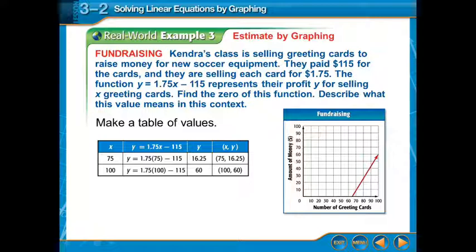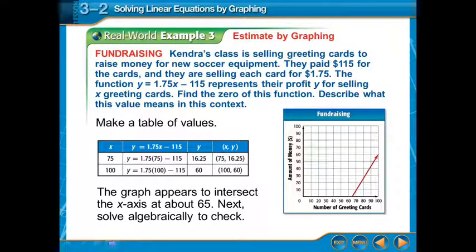For 100 cards, if we look at 100 cards right here, and we go straight up the graph to that point, we're going to see that it's about right there at $60. So the zero of this function, the graph appears to intersect the x-axis at about 65. That's the zero of the function.